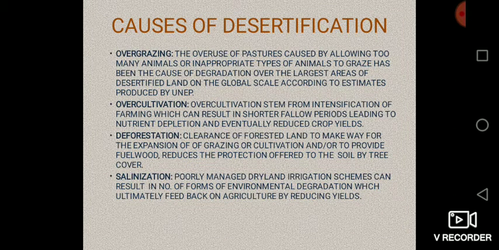Causes of desertification. Overgrazing is a very important cause for desertification, where overpastures are being practiced. Overcultivation is also another cause, where intensification of the farming is resulting in a shorter fallow period, leading to nutrient depletion and finally reduced crop yields. Deforestation, the clearing of forested land to make way for the expansion of grazing or cultivation, reduces the protection offered to the soil by the tree cover. And salinization: poor irrigation schemes are leading to the problem of salinization.